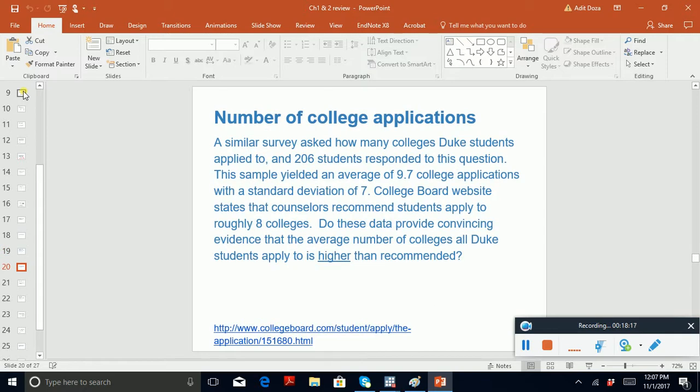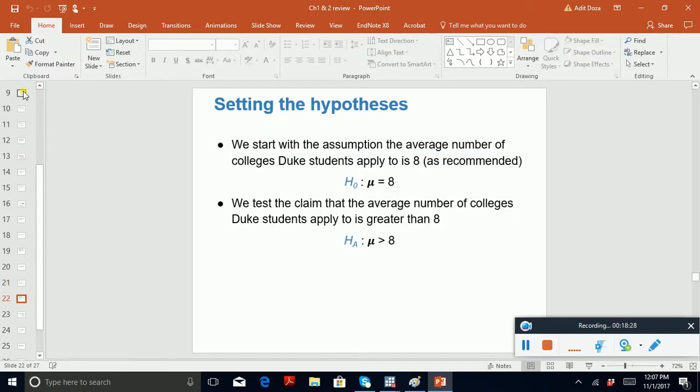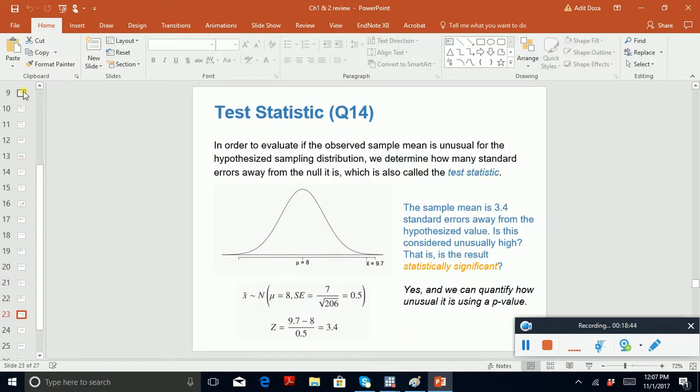Okay, the Duke example is actually an example of the hypothesis test. Many of you actually got it wrong. First, you have to find the z value. So the null hypothesis is mu equals 8, and the alternative is mu is greater than 8. When we calculate the z value, it's x minus mu over the standard error. Again, you have to calculate the standard error, and we got a z value of 3.4.